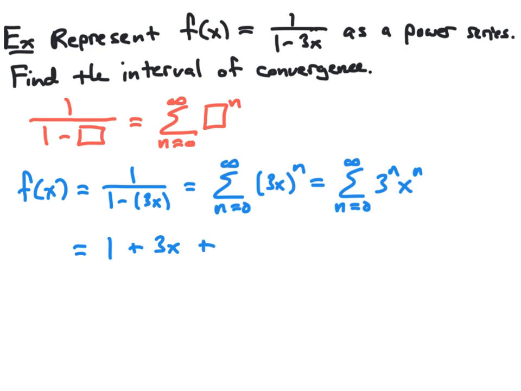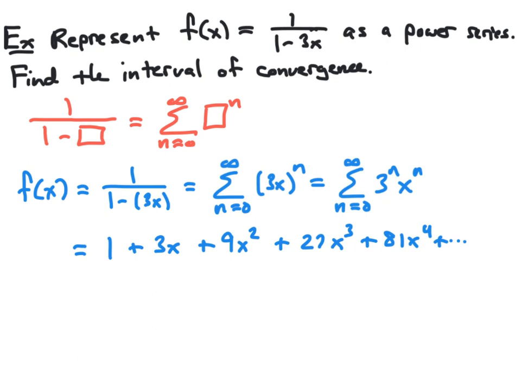When n is 2, we get 3 squared, which is 9, times x squared. When n is 3, we get 3 cubed, which is 27, x cubed, plus 81 x to the 4th, and so on. We could continue on with as many terms as we want, but here are the first 5 terms of this particular power series representation.